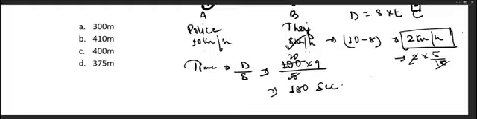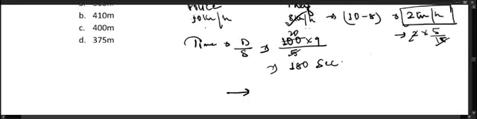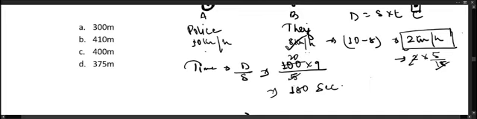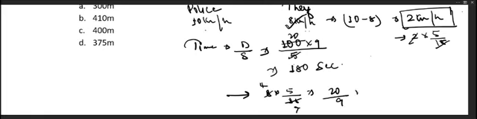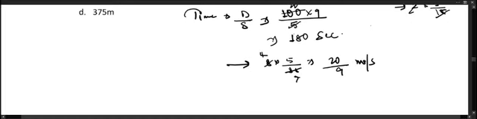Total time taken by the thief to reach point C is 180 seconds, and we have already been given the speed of the thief, that is 8 km per hour. We have to find the distance in meters. So we will first change 8 km per hour into meter per second, that is 8 into 5 by 18, which is 20 by 9 meter per second.